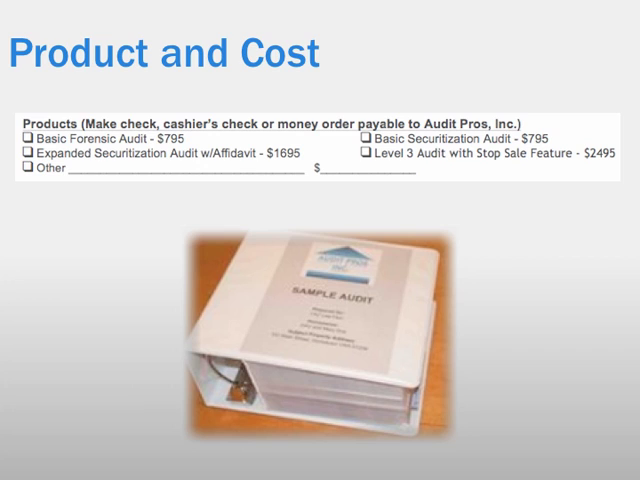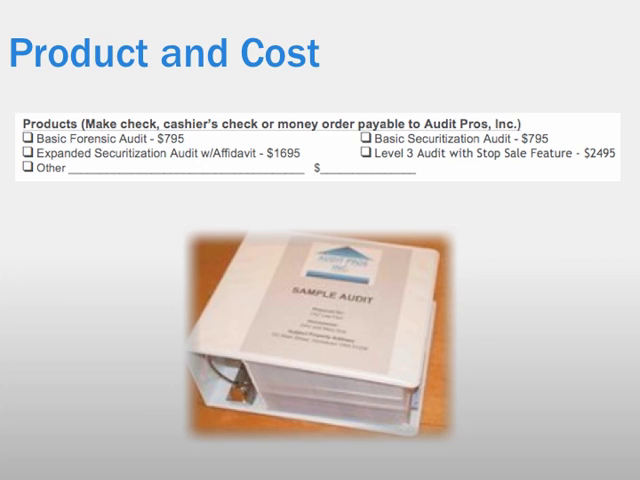We are really thinking about dropping the level 3 audit with the stop sale feature, and that's because a lot of attorneys know how to do that now, and it's not necessary because we feel the quality of that audit may not be as good as the other audits. So why have that? But for now, it's there. It does have a stop sale feature.